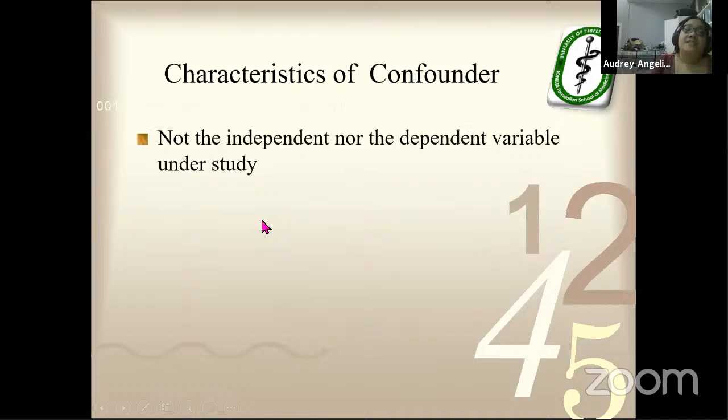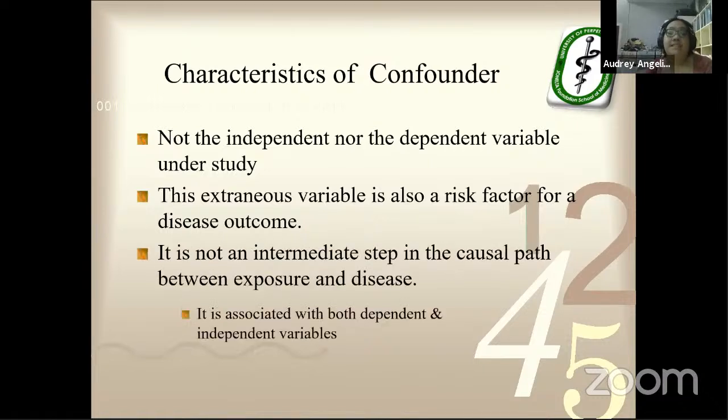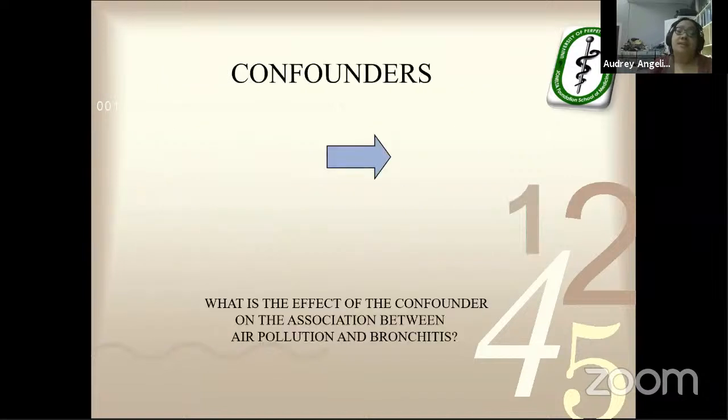So the characteristics of confounders: it's neither the independent nor the dependent variable, and this may also be a risk factor for a disease outcome. So it is not an intermediate step in the causal path between exposure and disease, and it is associated with both dependent and independent variables.